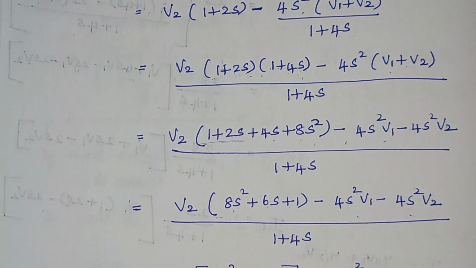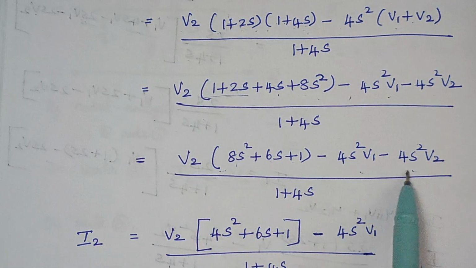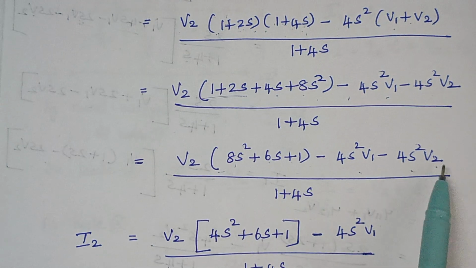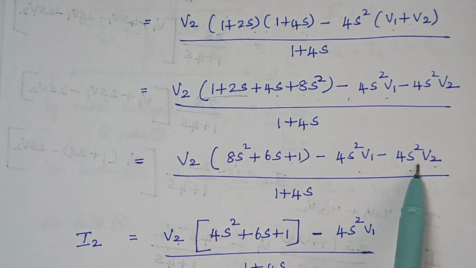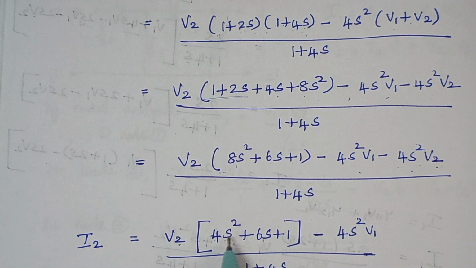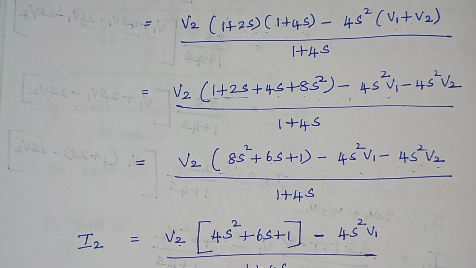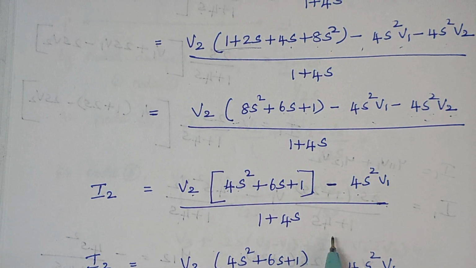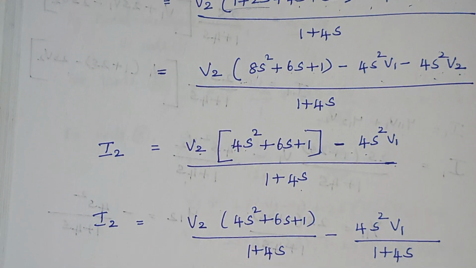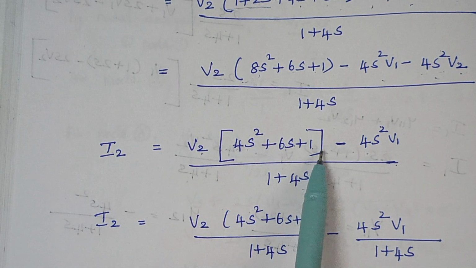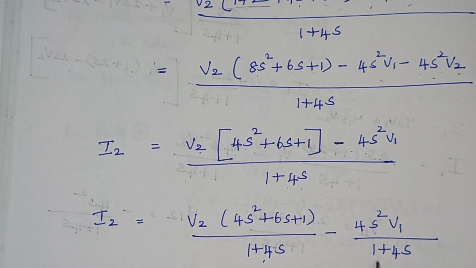Now again I am going to take this v2 term commonly outside because here there is v2 and here also there is a v2. So when you take v2 outside, here it is 8s square minus 4s square. So 8 minus 4 is 4s square, plus 6s plus 1, minus 4s square v1, divided by 1 plus 4s, and this is your equation for I2. Now I am going to split and write. So v2 (4s square plus 6s plus 1) divided by 1 plus 4s, and here minus 4s square v1 divided by 1 plus 4s.